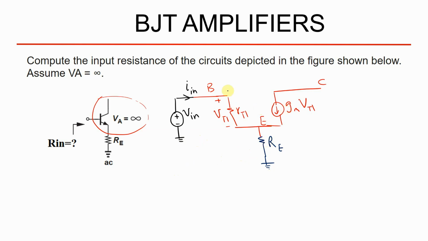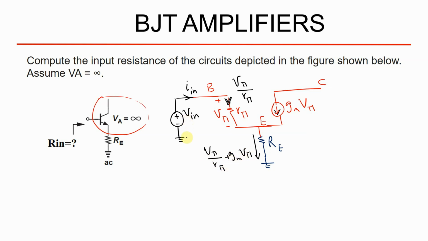As you can see, you can calculate the current through this R pi. It's equal to the voltage across it divided by the resistance. So this current is going to be V pi divided by R pi. And now that you have this current, you can tell me what this current here is. According to the KCL, it equals the summation of these two currents. So it's equal to V pi divided by R pi plus GMV pi.